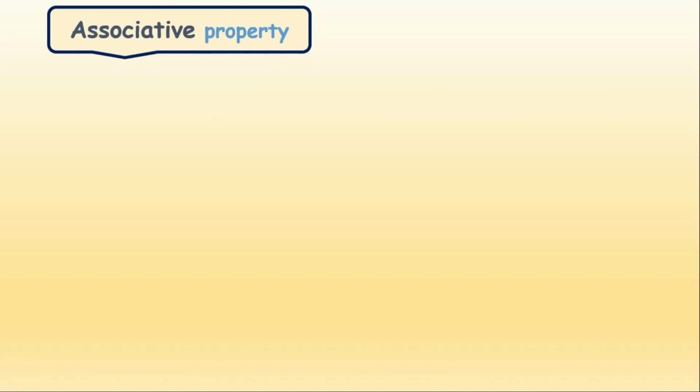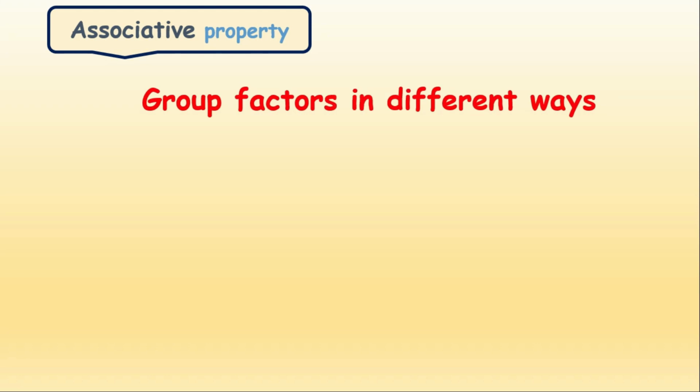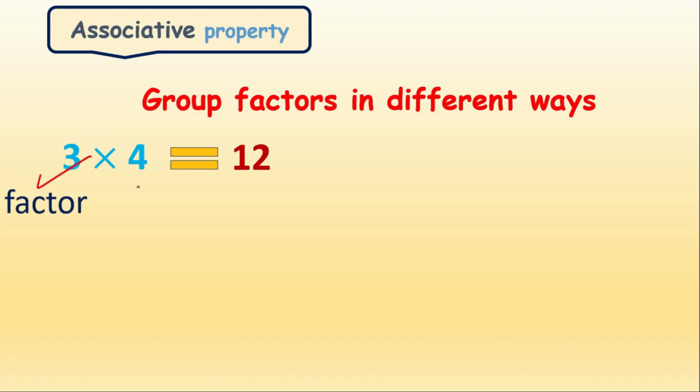So now let's talk about a new property called associative property that refers to grouping factors in different ways. What does it mean? For example, if we have a multiplication operation, 3 times 4 equals what? Equals 12. Got it? So you know that number 3 is called a factor and 4 is called a factor. Factors for what? Factors for the product 12.